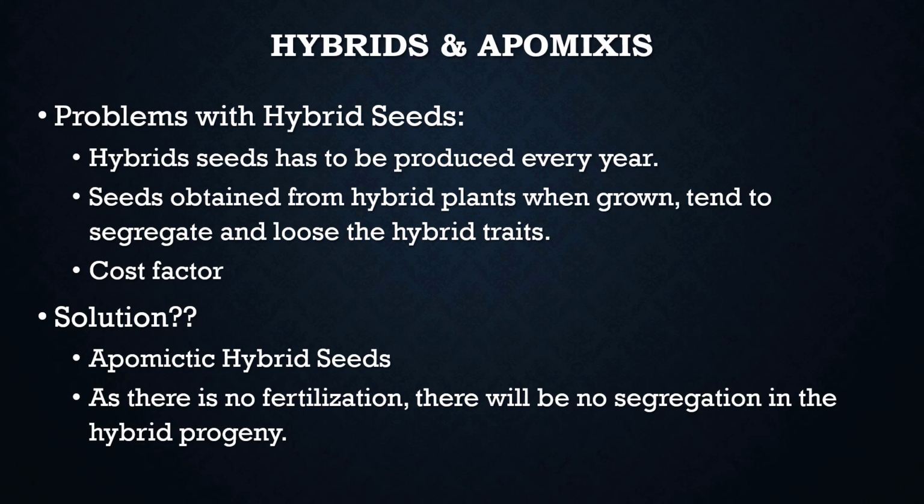Now what is the solution? Apomixis might be an optimum solution to this. How? If we can produce apomictic hybrid seeds, then as there is no fertilization in the process of apomixis, there is no chance of segregation of the genes. So there is no chance that the hybrid traits are going to be segregated out, and because of that we are not going to lose the hybrid characters. And that is why an apomictic seed can be used again and again with the hybrid characters.